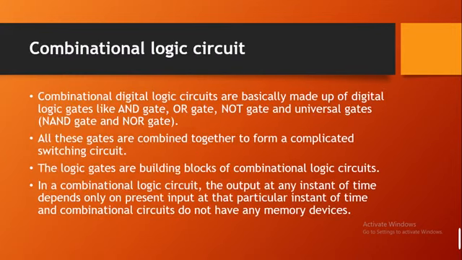Now coming to the combinational logic circuit. Combinational digital logic circuits are basically made up of digital logic gates. So we have gates here like AND gate, OR gate, NOT gate, and universal gates, that is NAND gate and NOR gate. NAND is a combination of NOT gate and AND gate, and NOR is a combination of NOT gate and OR gate. All these gates are combined together to form a complicated switching circuit. The logic gates are building blocks of combinational logic circuits.